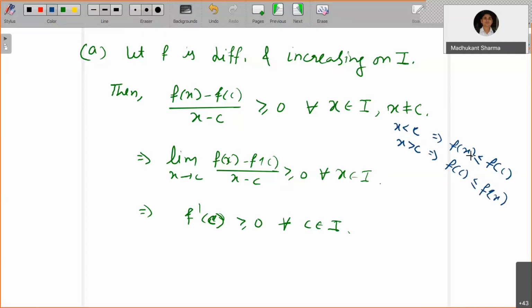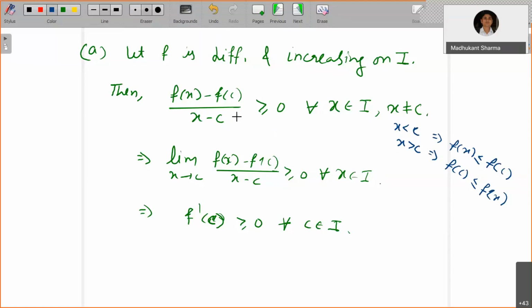Now from here you can see f of c minus f of x is greater than or equal to 0, and c minus x is greater than or equal to 0. So f of x minus f of c divided by x minus c is greater than or equal to 0. From the other case also you can show that f of x minus f of c divided by x minus c is greater than or equal to 0. It is irrespective of the order, it doesn't matter. So it will remain always true, greater than or equal to 0.